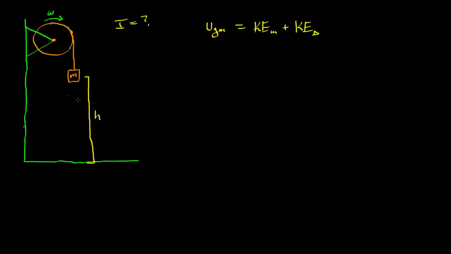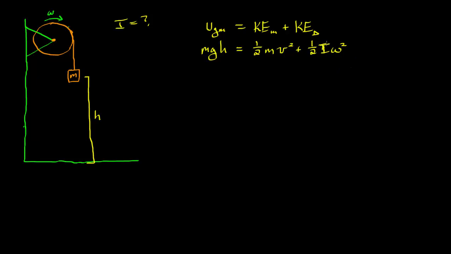And so then we want to know the moment of inertia. The potential energy of this hanging mass is going to be mgh. And then the kinetic energy of the mass right before it strikes the ground is going to be 1/2 mv squared, plus the kinetic energy of the disk, which would be 1/2 I omega squared.